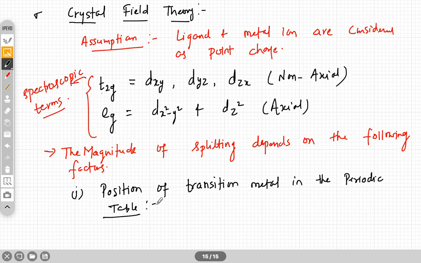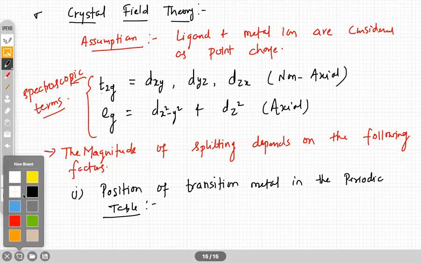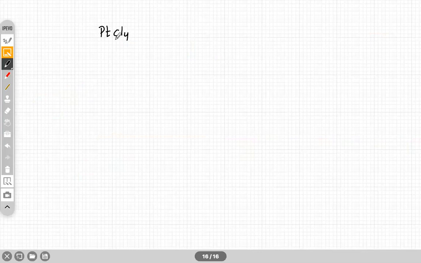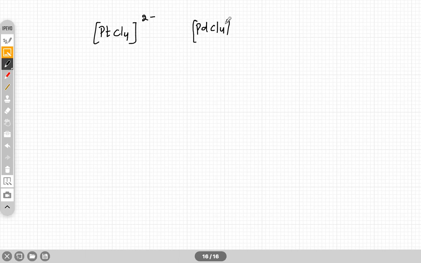Write down, the magnitude of splitting increases as we go down the group. For example, if you compare the splitting in PtCl4 2 minus and PdCl4 2 minus, as we go down the group, the magnitude of splitting increases. So platinum produces more splitting than palladium.